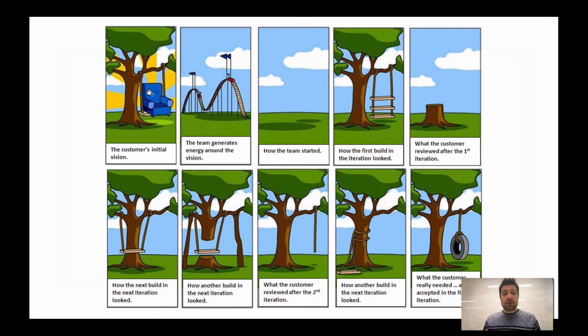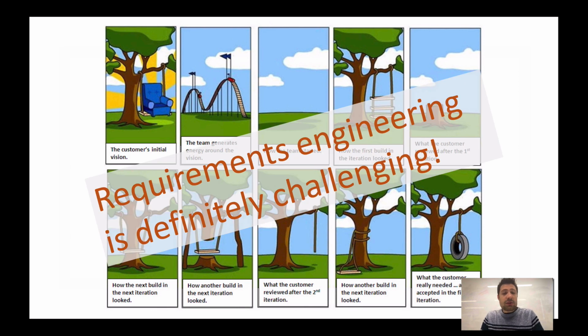I started with this very famous joke that it is pretty hard for customers to really know what they want. It is pretty hard for us as software developers to build what they need, and so on. So you can see that this is the customer's initial view, but in the end this is what the person needed, and all the other steps are basically what we as developers build over time. So this is basically to tell you that requirements engineering is quite challenging.